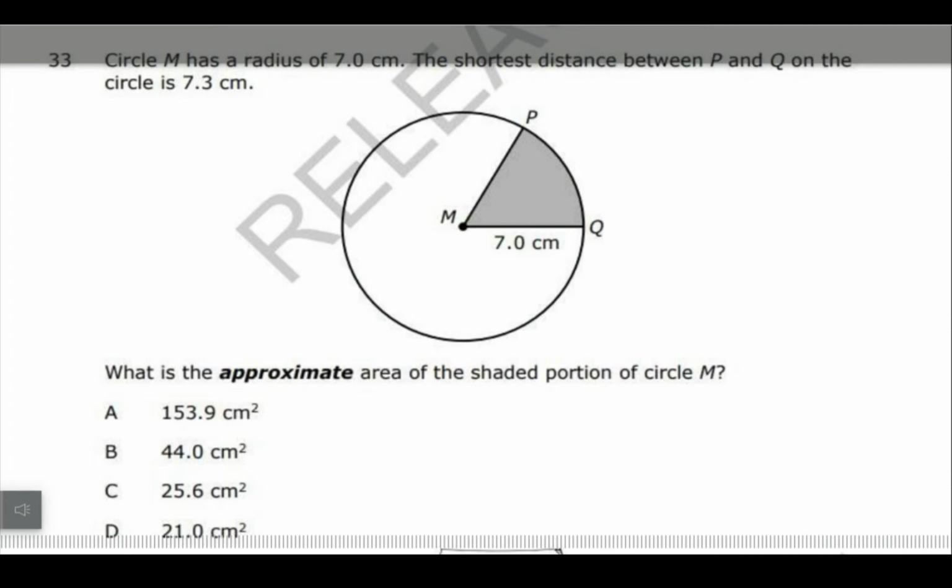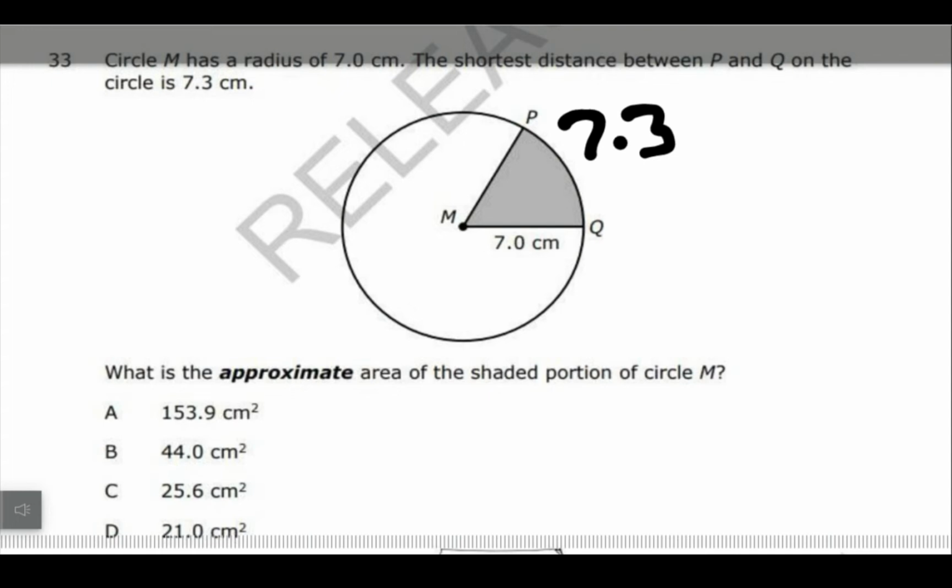For 33, and again, these ones are pretty difficult. We did a couple of these in class. It says circle M has a radius of 7. The shortest distance between P and Q on the circle is 7.3. So really what they do is they give me the circumference here, so I'm going to put that on the outside so you know. What we have to do, it says, what's the approximate area of the shaded portion here.